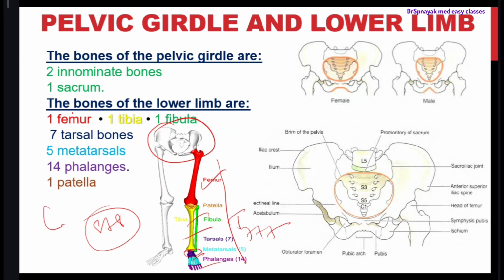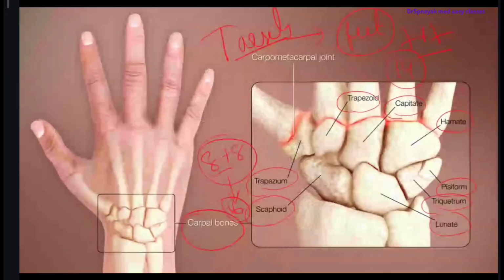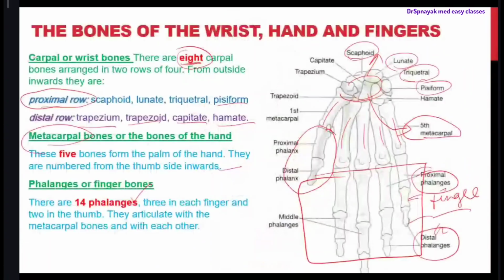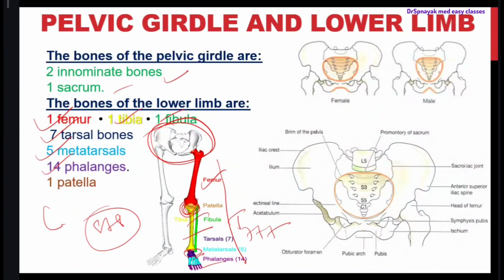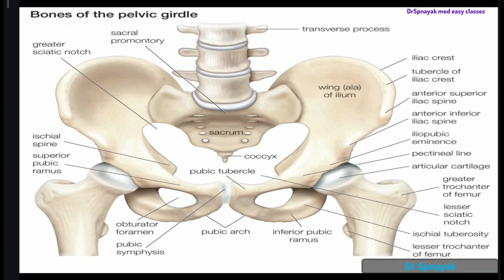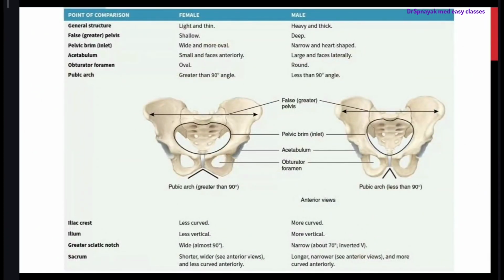The bones of the pelvic girdle are 2 innominate bones and the sacrum. And we have femur, tibia, fibula, 7 tarsals, metatarsals, 14 phalanges, and the patella. Patella is a separate bone. In the hand we don't have a patella; this is the elbow joint, and here we have the patella.